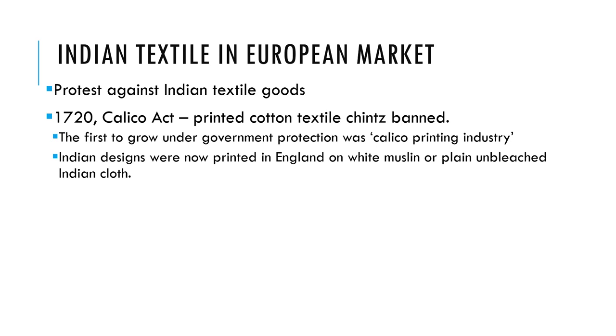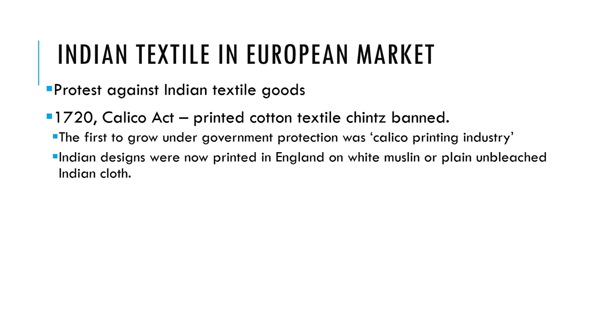This Calico Act came in 1720 and put a ban on the printed cotton textile that was known as chintz. As we all know, chintz were actually the designs that were made on the cloth. So along with the cloth and the design, the cloth were totally known as chintz cloth. Now by this ban, what happened? Some development happened in Britain, and one very important industry which grew under the supervision, or we can say the protection, of the government of Britain, was the calico printing industry.